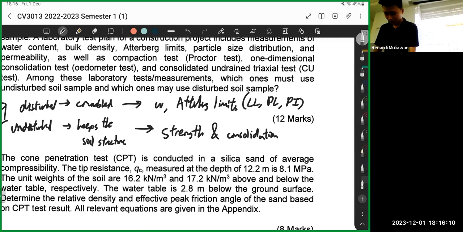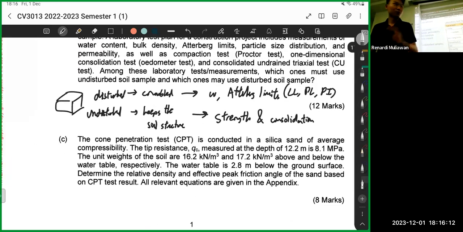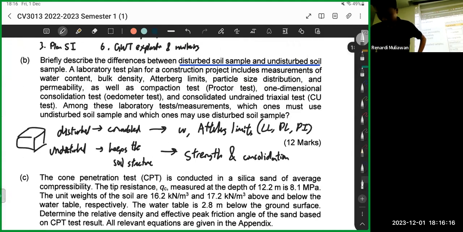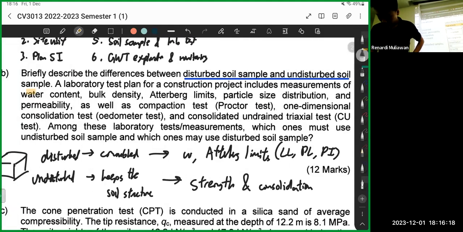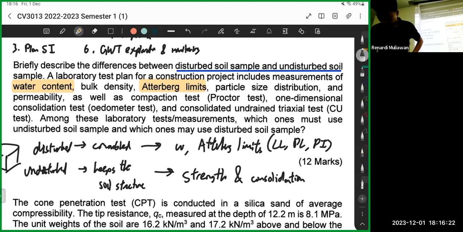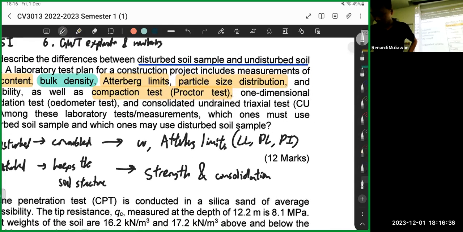Okay, this one are just some guidelines. So water content, Atterberg limits, compaction test, I think you can also do disturbed. But the rest, right? The rest, particle size, you can do undisturbed also. Sorry, you can do disturbed also. Particle size.